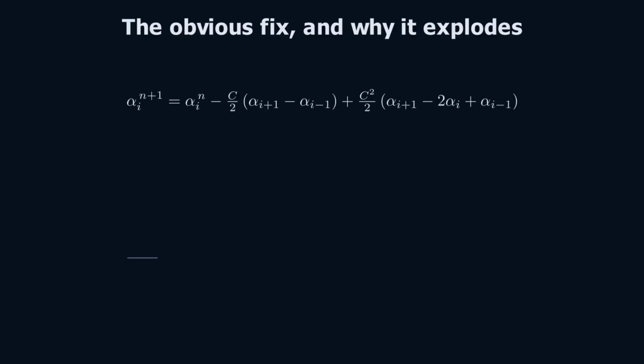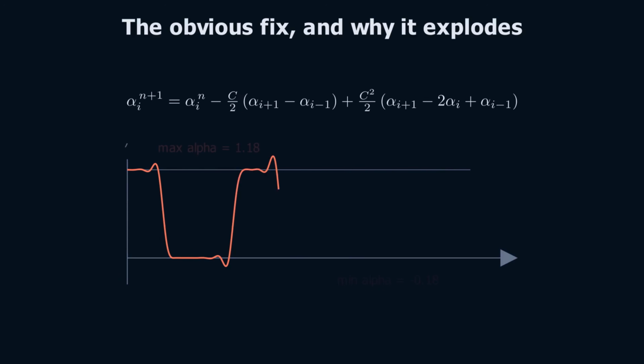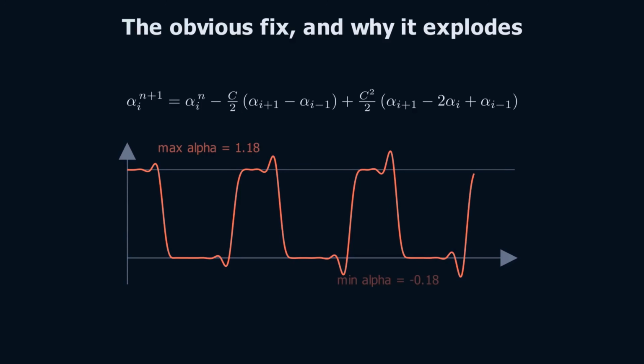The fronts are sharper, yes. But look at what surrounds them. Oscillations. The solution overshoots to alpha equals 1.18, a cell that is 118% gas. It undershoots to minus 0.18, negative gas, 18% of gas that does not exist. Feed that into a mixture density and your solver is now computing physics for imaginary fluid.